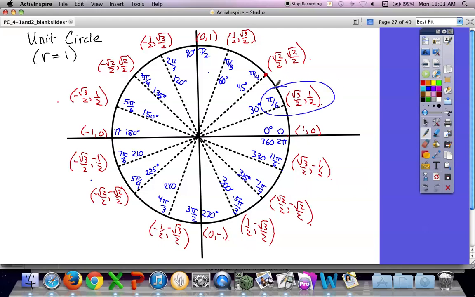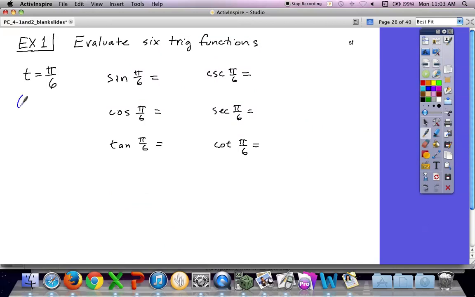So you need to know the coordinates for that point in order to answer the questions, right? So the coordinates are root 3 over 2, 1/2. So let me write that right here. Root 3 over 2, 1/2. So remember, the sine is y. So what is sine of pi over 6? 1/2.